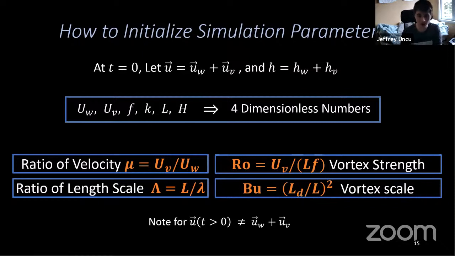Now, it's worth noting that because we're working at such a high Rossby number regime, at t bigger than 0 we can no longer make this clear separation between a wave and a vortex mode. This is used purely to initialize our simulations. In fact, it's a bit fuzzy to say what a vortex and wave mode is at these high Rossby numbers.